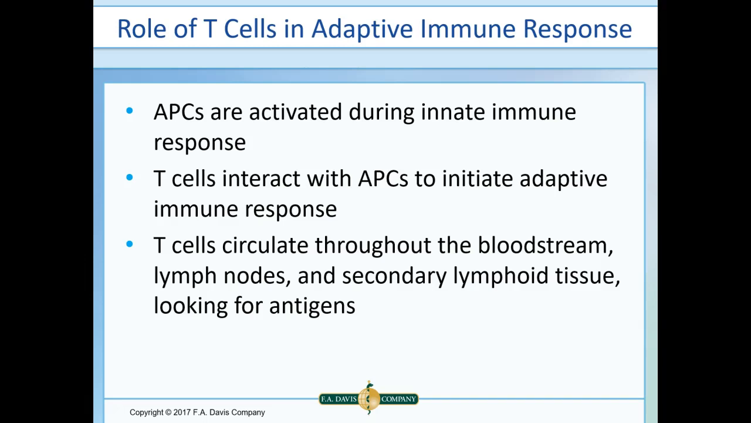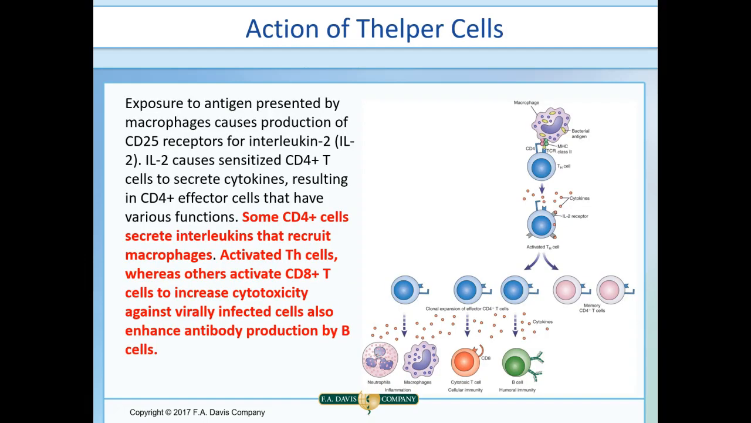So going back to the role of the T cells and B cells in the adaptive immune response, we're going to just review a little bit here. The T cells are antigen-presenting cells that are activated during the innate immune response. Those T cells then interact with the antigen-presenting cells to initiate the adaptive immune response. The T cells circulate through the bloodstream, lymph nodes, and secondary lymphoid tissue looking for antigens. Okay. The action of these is where the exposure to the antigen presented by the macrophages causes the production of the CD25 receptors for that interleukin-2 that we mentioned earlier.